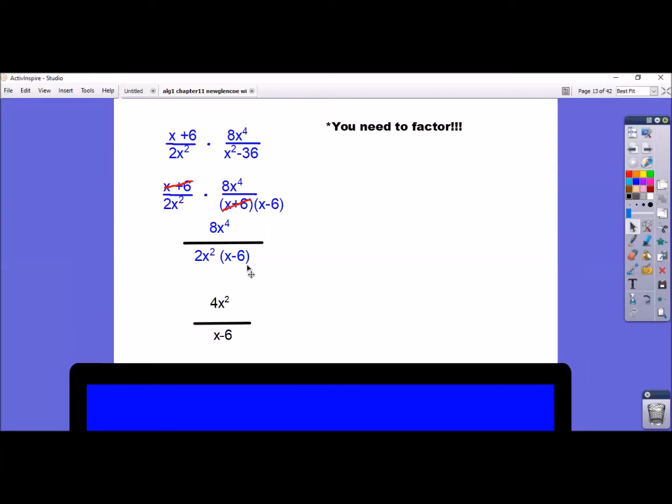Anytime you have a binomial or trinomial, you don't want to go in and cancel little parts off. Like this x and this x, you can't do that. This is considered a monomial, and this is considered a binomial. So you can't just go in and do the little parts. The only way to get rid of x minus 6 is if you had another x minus 6 on the top. So you got to be real careful when you do the binomials and trinomials.